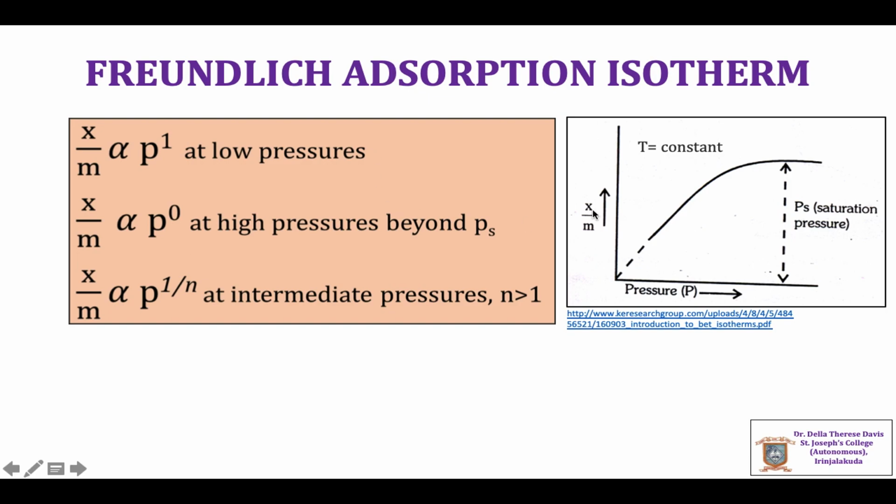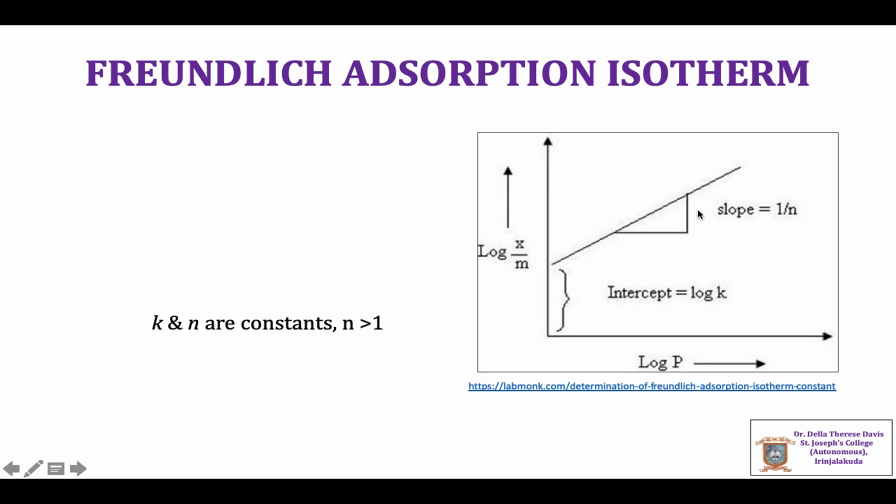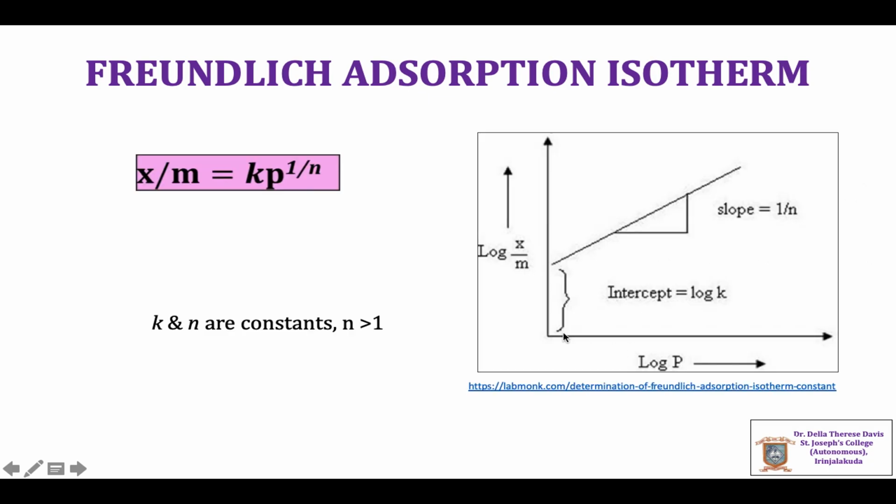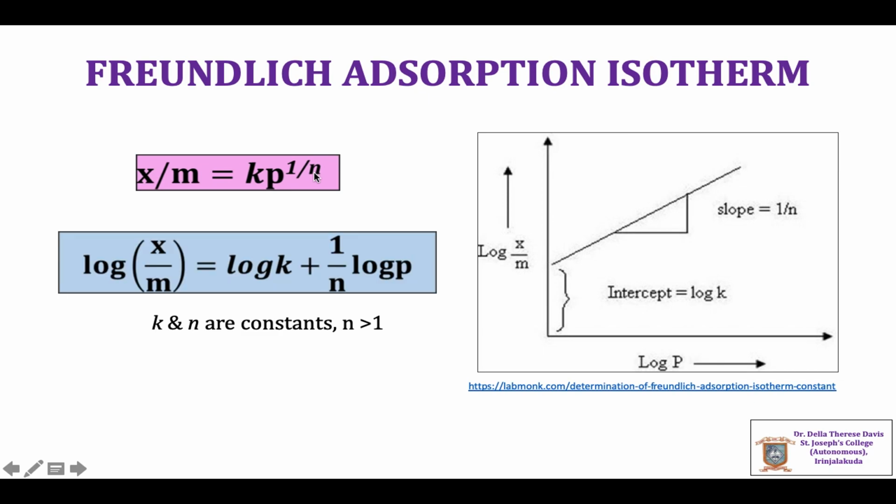At intermediate pressures, x by m is proportional to p raised to 1 by n, or x by m is equal to k into p raised to 1 by n, where n is always greater than 1. This equation is called Freundlich adsorption isotherm.